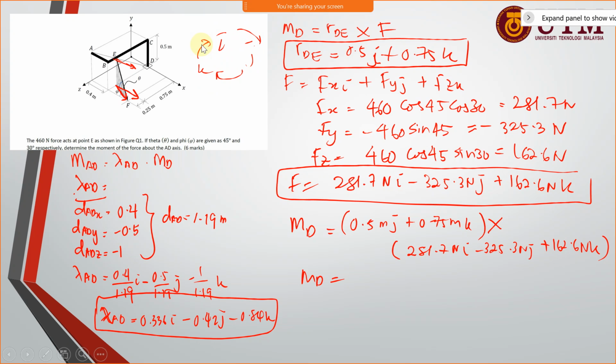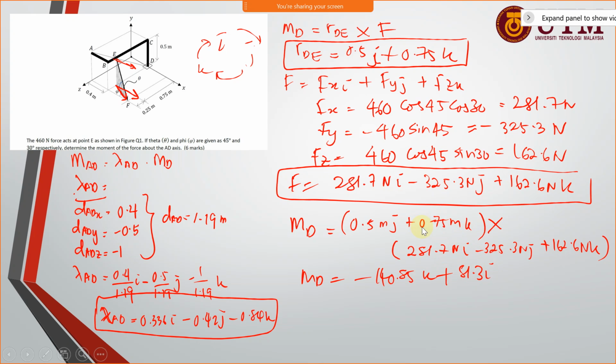Okay. So J cross I negative K. So negatif kat sini. So 281.7 bahagi 2, 140.85 K. J cross J 0. J cross K must be I. So positif lagi. Positif. So positif tambah 0.5 darab 162.6, 81.3 I. J cross K I. Okay, done yang first.